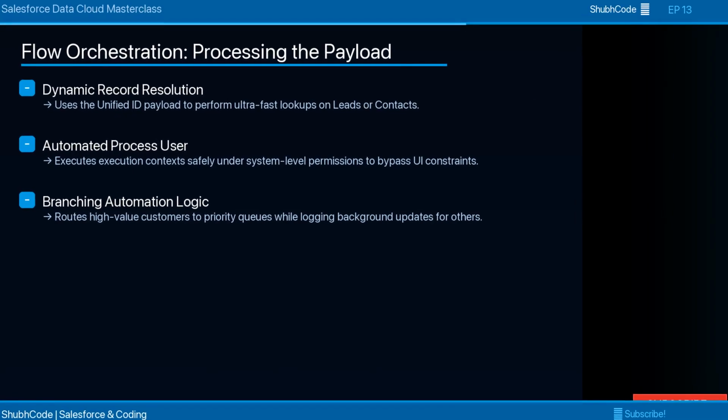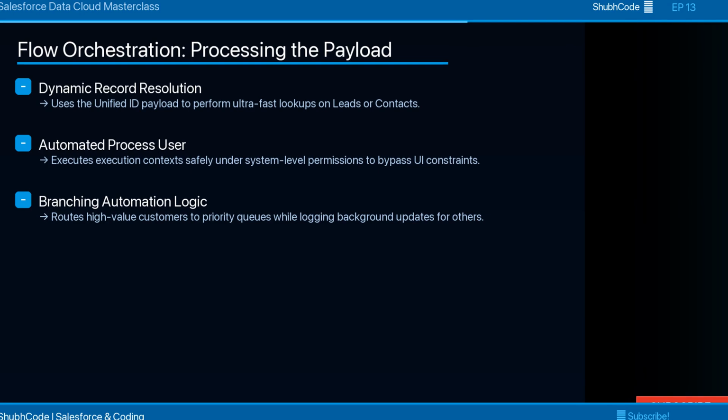In your platform event-triggered flow, the incoming payload is parsed into variables automatically. Your first task is to match the unified individual ID with an existing lead, contact, or account record. If a match is found, update the record with the new metrics. If not, you can run routing logic to assign it to an onboarding queue. Since platform events run under the automated process system user, you must design your flow to handle permissions and sharing rules properly. This design pattern ensures that analytical insights are instantly converted into operational actions.